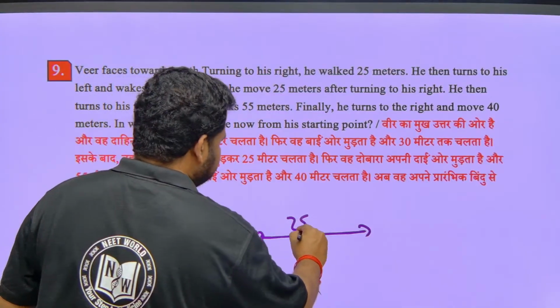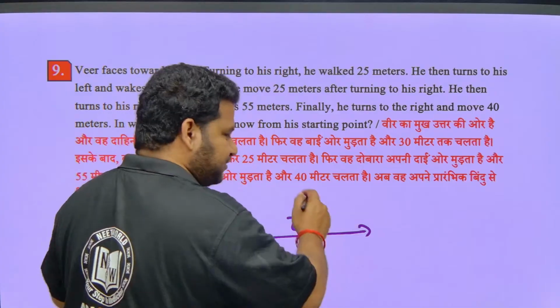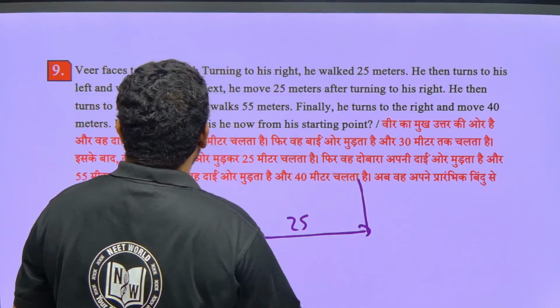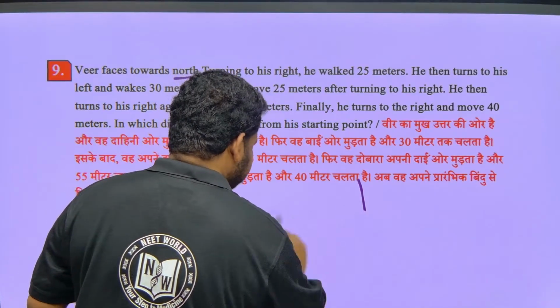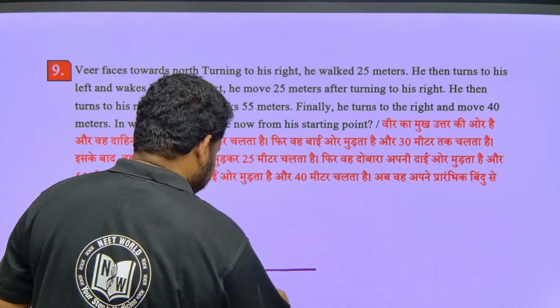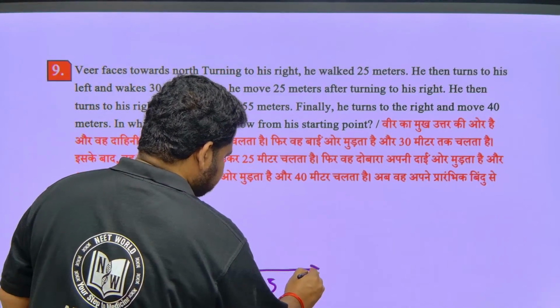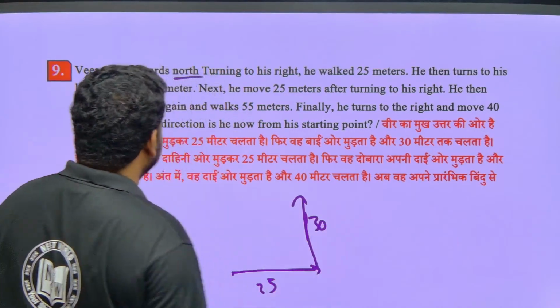This is 25 meters. He then turns to his left. His left means this is left. He walked how many meters? 30 meters. Let me draw properly. This is turning to north. He will walk right 25 meters. Then he will turn to his left, this one. He walks how many meters? This is 30 meters.